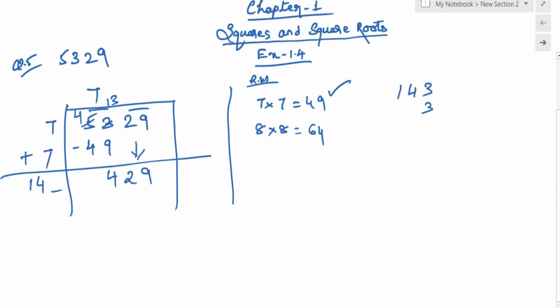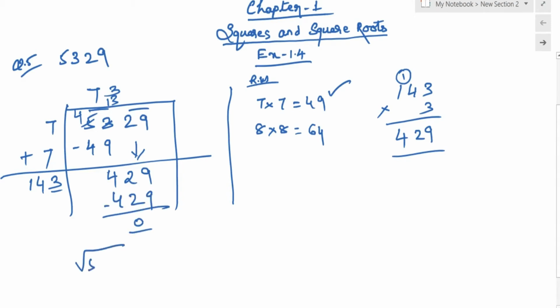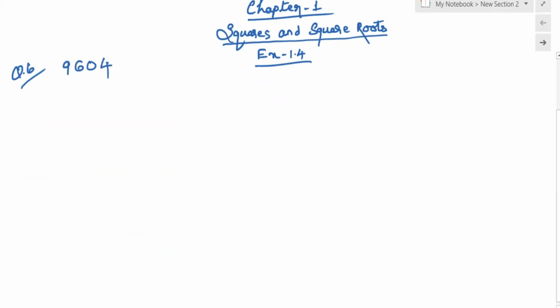3 3s are 9, we know that, so 143 × 3. 3 3s are 9, 4 3s are 12, 3 1s are 3, carry forward 1, so that will be 429. So we can go ahead with this. 143 × 3 is 429. So that means the square root value of 5329 is 73.